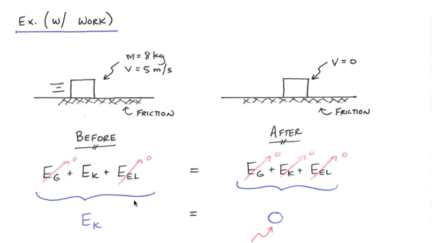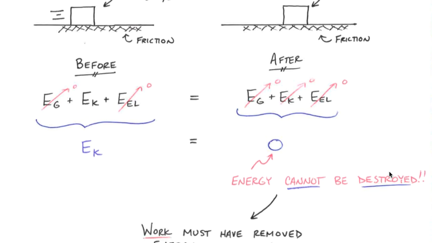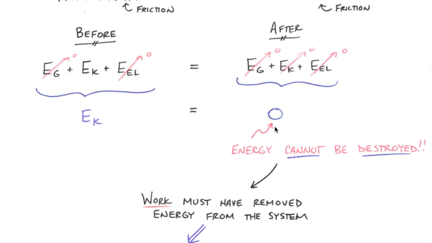The problem you run into now is I'm left over with EK here, kinetic energy, and over here I have none. Now that's a problem because this seems to violate the law of conservation of energy. Energy cannot be destroyed, so I can't start with some here and end with nothing. But in order to set these two equal, the fact that I have none just tells me that work must have removed energy from the system. So that just means I started with kinetic energy here, and I have no mechanical energy left.